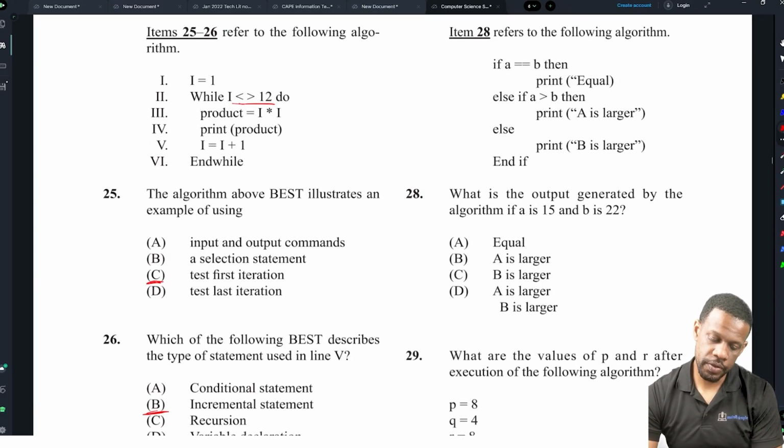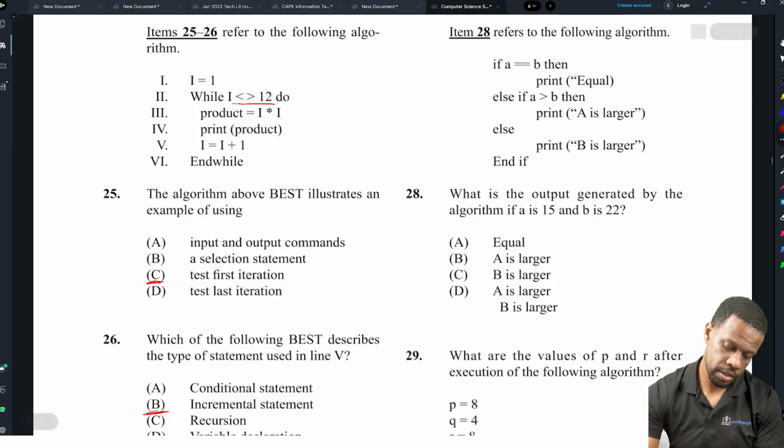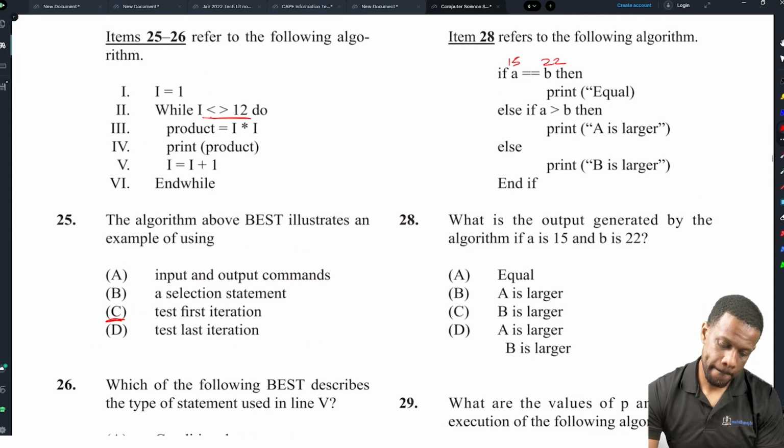Question 28 refers to the following algorithm. What is the output generated by the algorithm if A is 15 and B is 22? Alright, so let's go 15, 22. If A and B are equal, then print equals, so definitely not gonna print that. Else, if A is greater than B, we're not doing that either. Else, print B is larger. So it will just say B is larger. C it is.